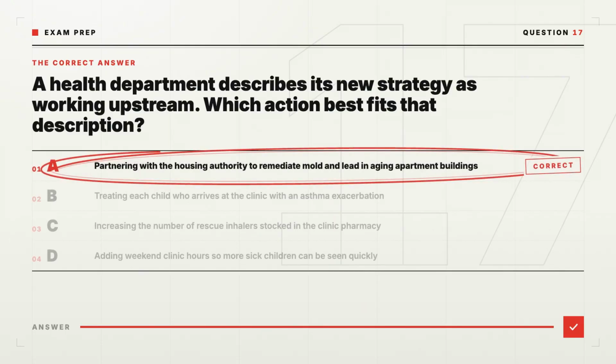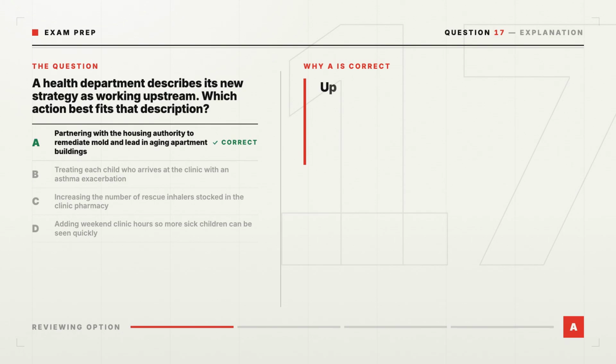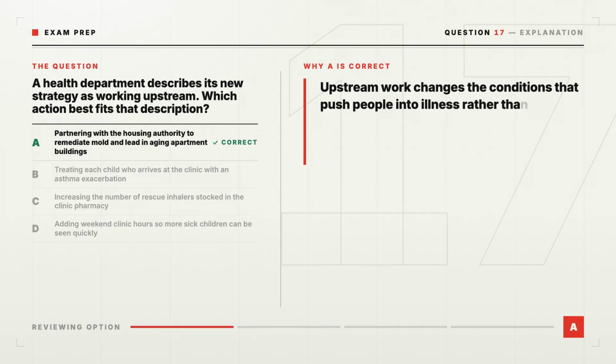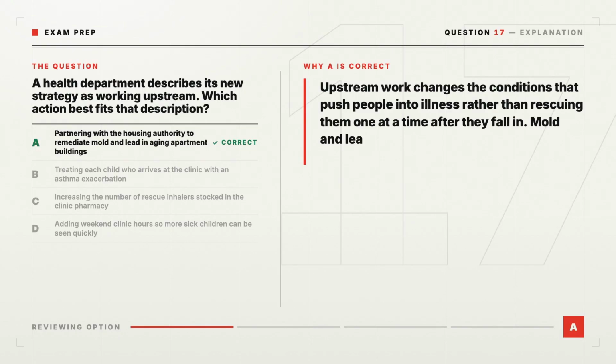The correct answer is A. Partnering with the housing authority to remediate mold and lead in aging apartment buildings. That is correct because upstream work changes the conditions that push people into illness rather than rescuing them one at a time after they fall in. Mold and lead in housing are the environmental determinants generating asthma exacerbations and neurologic harm in this population. Removing the hazard prevents cases that would otherwise arrive at the clinic.